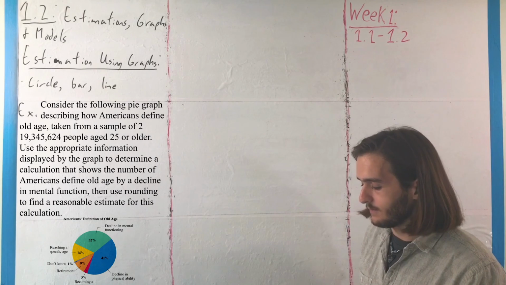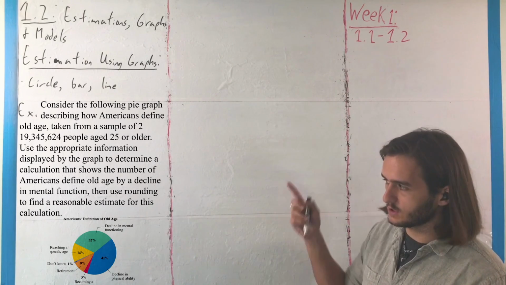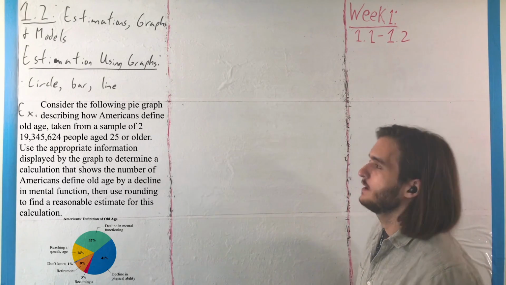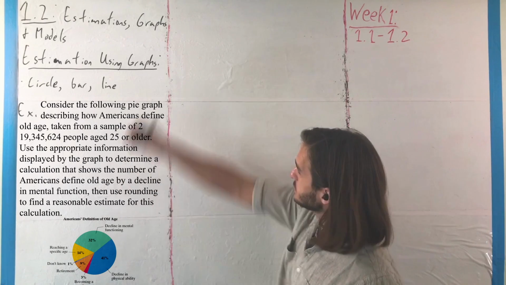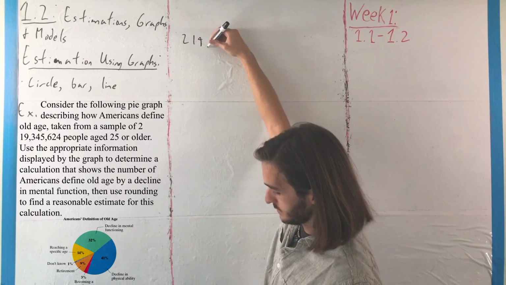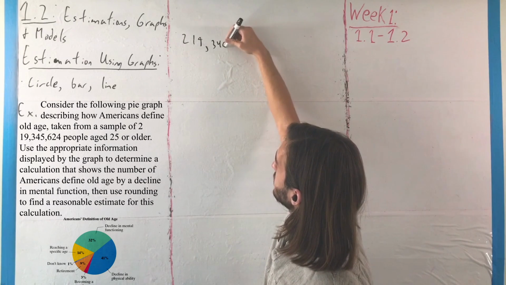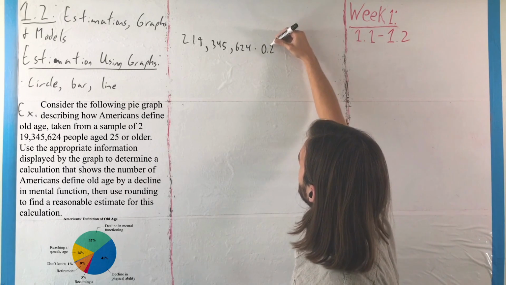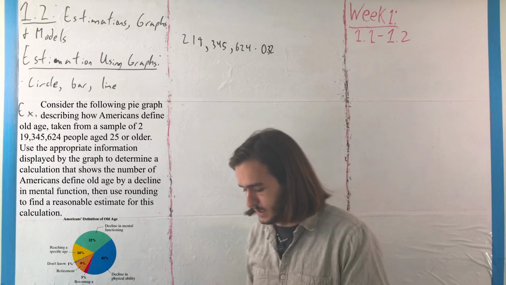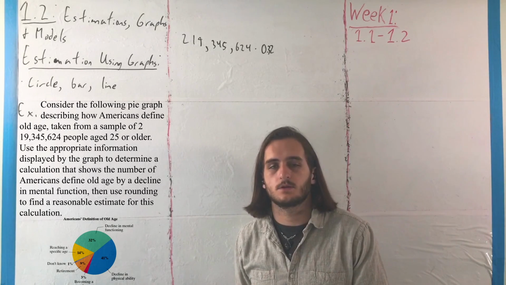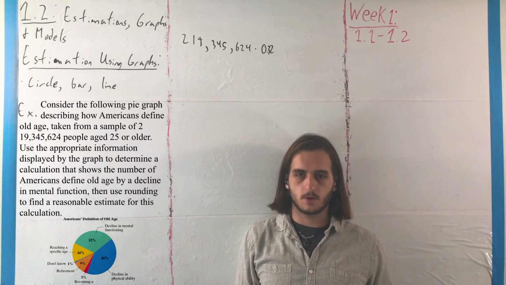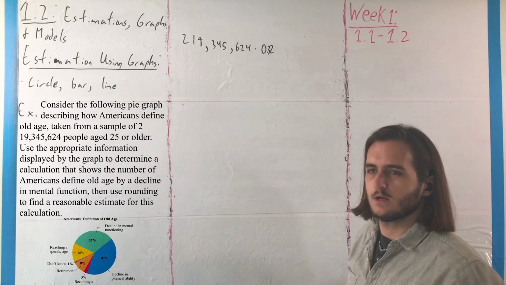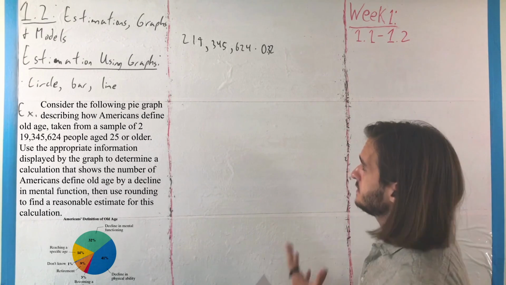of that total that define old age by a decline in mental function. The first thing we can do is just recognize that that is our 32% sector that happens to be right on top. So if we want to get the total number there, what we would do is take the total number, 219,345,624, and multiply it directly by our percentage, 32%. When we multiply percentages, we write them as decimals for the sake of that being what they represent. But even for me, this is a very clunky thing to do. Certainly not fun. Certainly not easy.